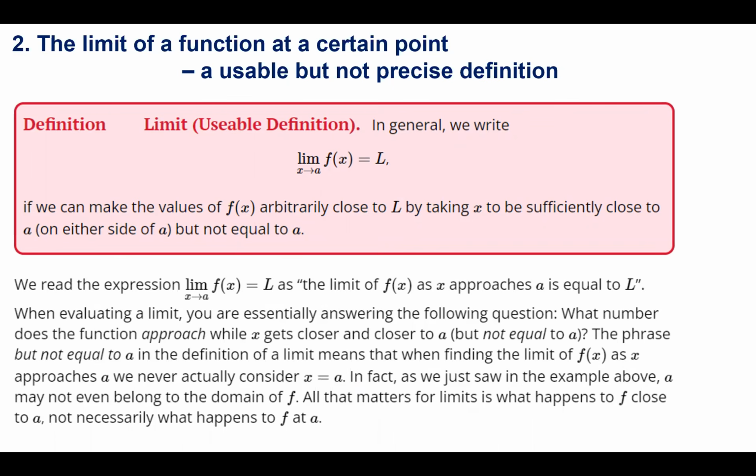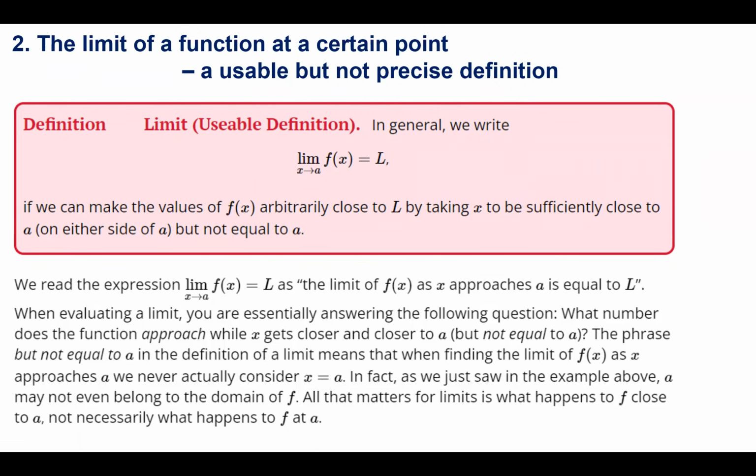Well, actually, it's not very rigorous. The rigorous definition of the limit is not covered in this course, so we'll just give it an intuitive definition here. In general, we write the limit of f(x) as x approaches a equals L if we can make the values of f(x) arbitrarily close to L by taking x to be sufficiently close to a on either side of a, but not equal to a. This is the definition of the limit of a function at a certain point, a.